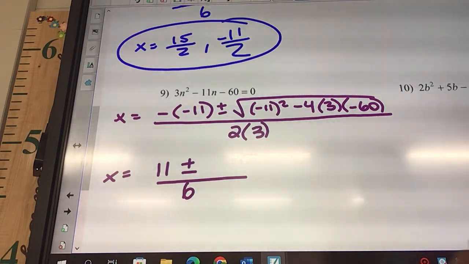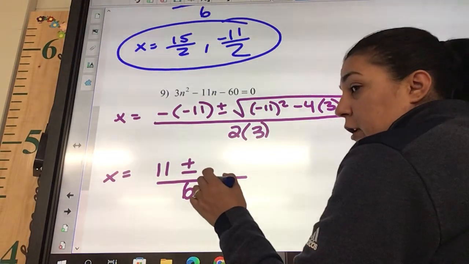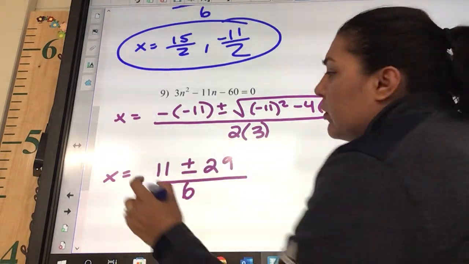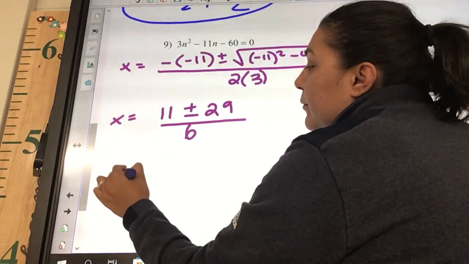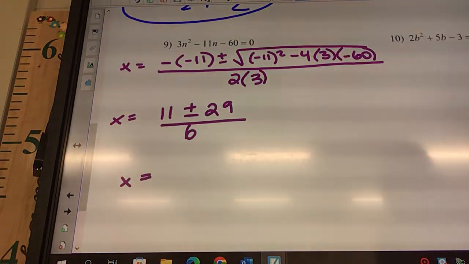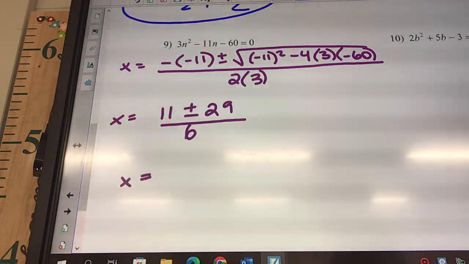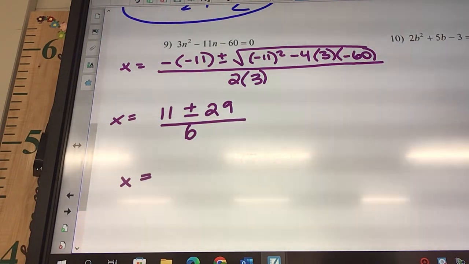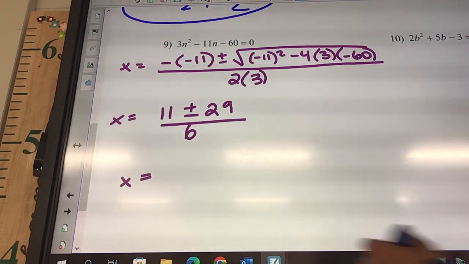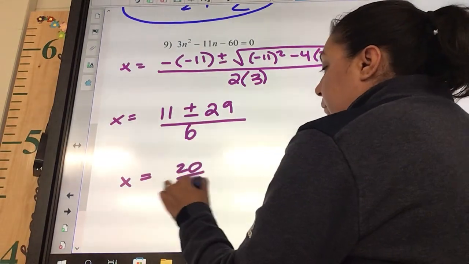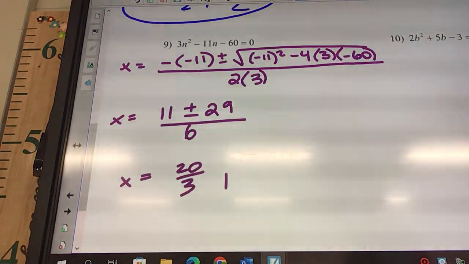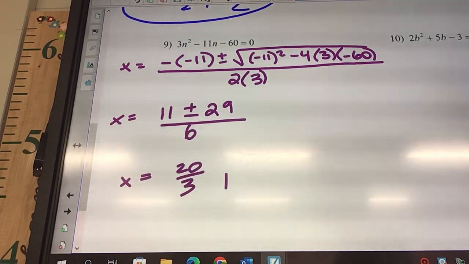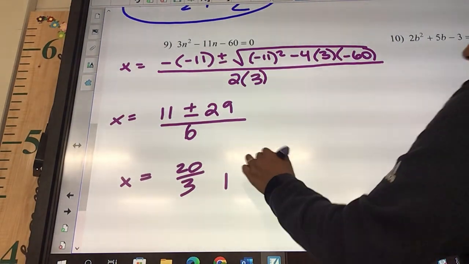Okay, you should get 29. Good job. Okay, and then we're going to do that plus minus. So we got 11 plus 29 over 6, which is 20 over 3. And we're going to switch that and do a minus, which is negative 3.